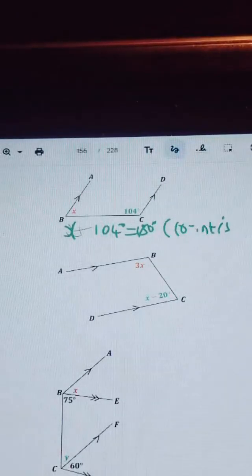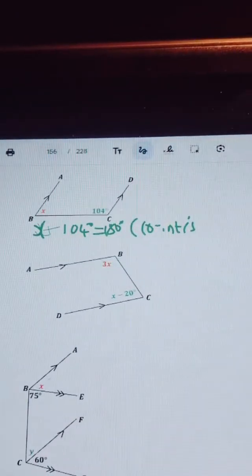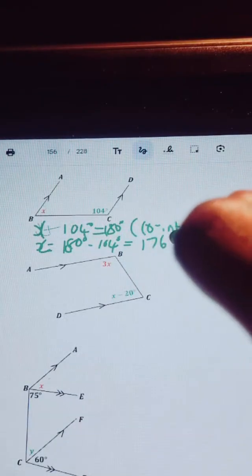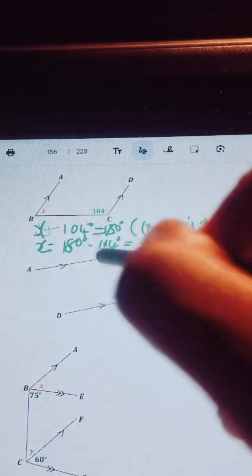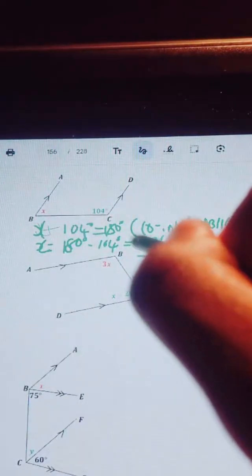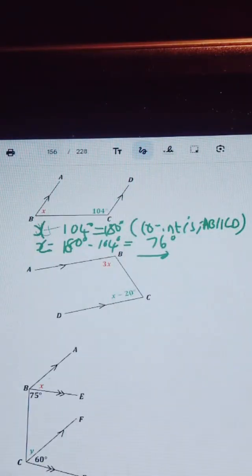So this one, x plus 104 degrees equal to 180. Co-int angles, AB parallel to CD. You solve. x is equal to 180 minus 104, which is basically what's 180 minus 104. That's 176. Sorry, 76 degrees, my bad.